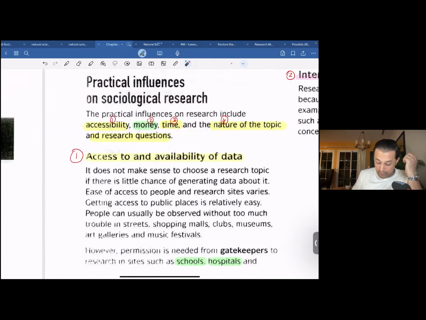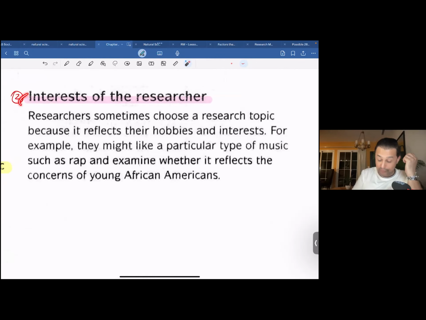Let's move on and talk about the interest of the researcher. Now, remember, we are discussing all of this under the heading of factors that affect a sociological research. Like I had said earlier, we would initially speak about practical factors, right? So the interest of the researcher matters too.